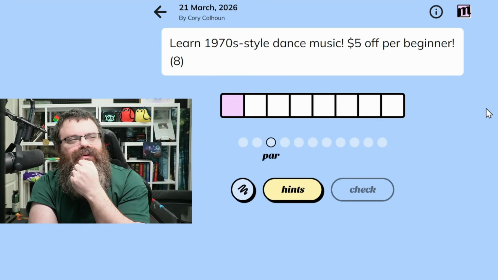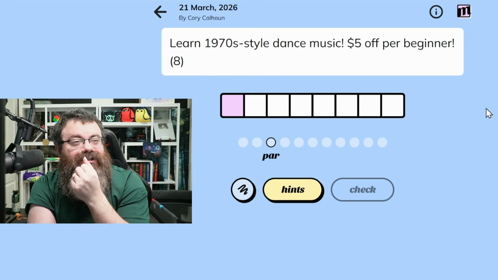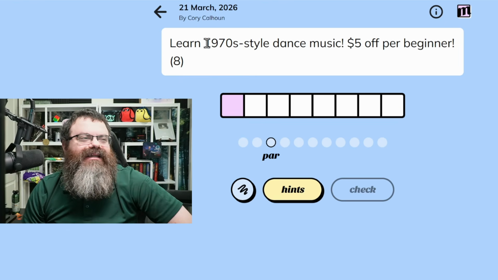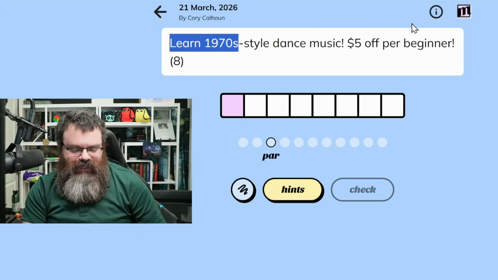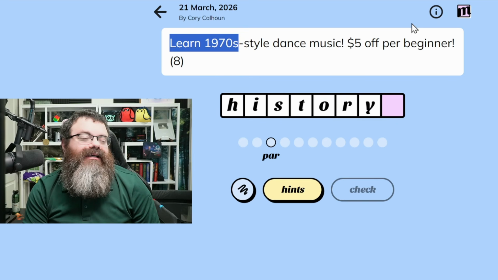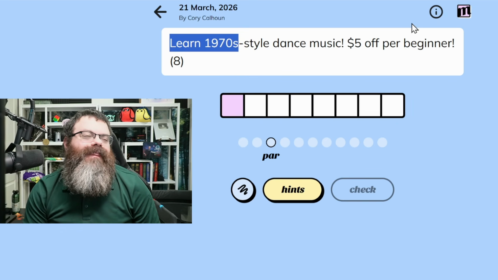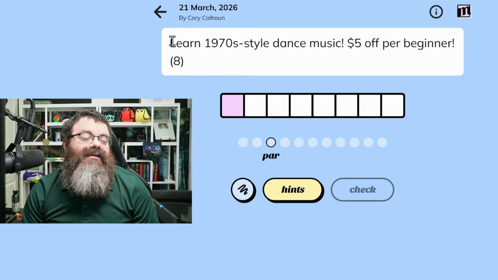$5 off. So what would be our definition? Is learn our definition? Is beginner our definition? What are we doing with 1970s? Maybe 1970s style needs to get replaced with something. But at the same time, I wonder if learn 1970s is some kind of history class. History doesn't fit, but I don't know what to do with 1970s. I also don't know what to do with $5, but we'll take things one at a time.